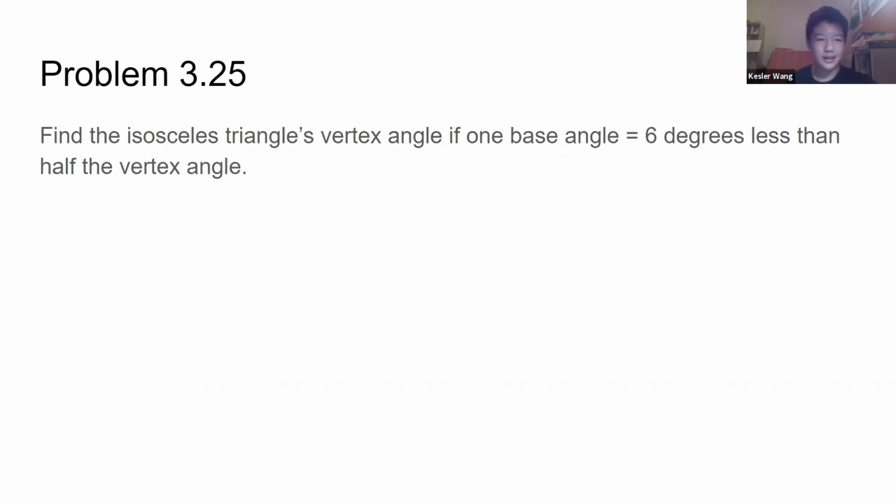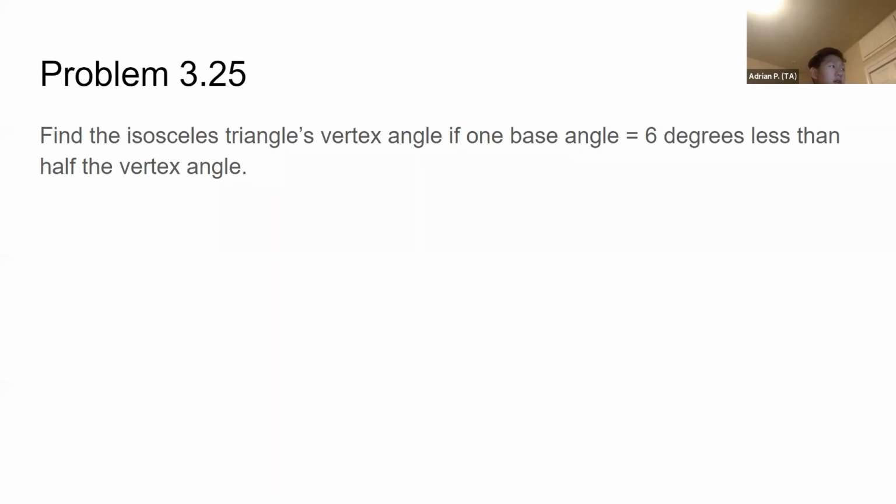Can you tell us the answer now? Okay, so if you have an isosceles triangle, you're going to have the vertex angle and the two base angles that are equal to each other. Call the vertex angle x. The base angles are 6 degrees less than half the vertex angle, so in terms of x, that would be x over 2, and then you subtract 6 from that. So you have x over 2 minus 6.